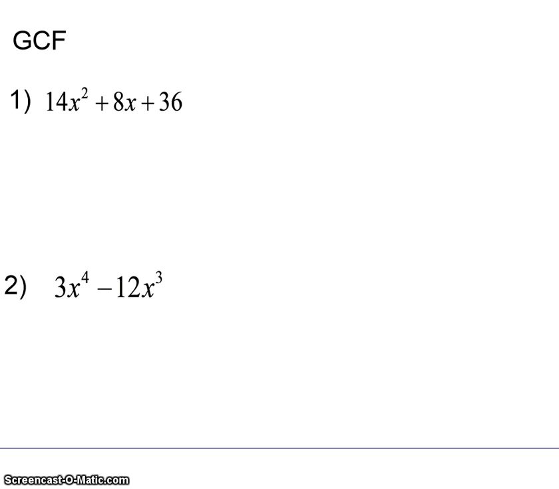So problem number 1, if I take a look at 14, 8, and 36, the largest number that can go into all three terms evenly is 2. There is an x in the first two terms, but there's no x in the last term. So the variable x is not part of the GCF. So 2 is the greatest common factor.